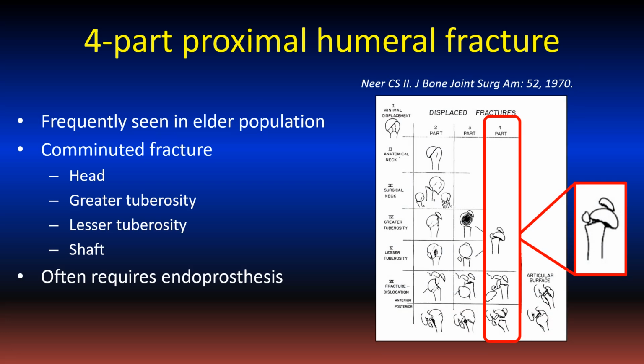Four-part proximal humeral fracture is frequently seen in the elderly population. It is a comminuted fracture in which the proximal humerus splits into four parts, including head, greater tuberosity, lesser tuberosity, and humeral shaft. It is well known that this type of fracture often requires endoprosthesis, such as reverse shoulder arthroplasty or hemiarthroplasty.